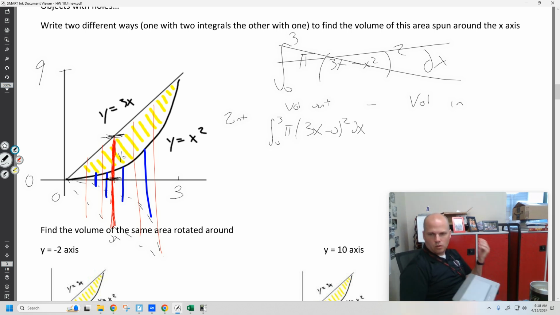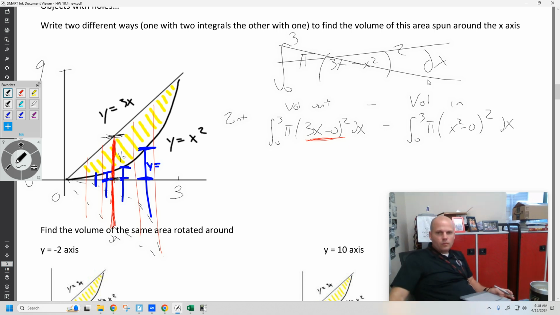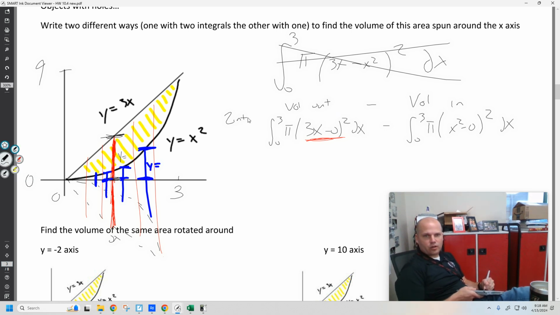Skinny width dx. These are my red cylinders. My blue cylinders have a radius of y equals x squared. No matter where I am, I'm going to y equals x squared. So I got x squared minus 0 squared. And this is correct. This is the two integral approach where you're looking at outsides and insides.